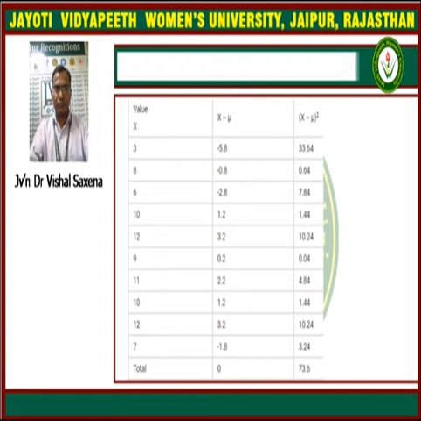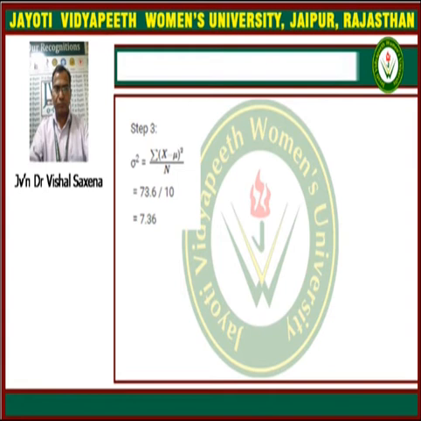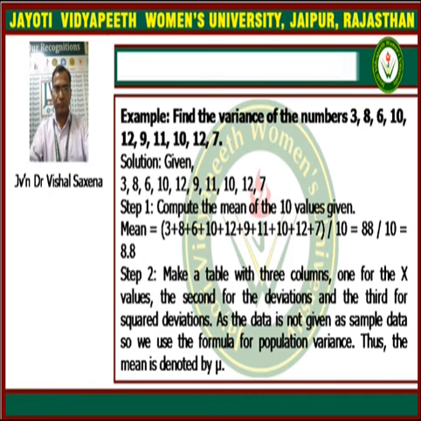Then we take their squares, x minus mu whole square, which sum to 73.6, and now we use the formula for the variance: sigma square is equal to summation x minus mu whole square upon n. That is 73.6 upon 10, which becomes 7.36. So this is the term of sigma square, that is 7.36. So this is the variance.